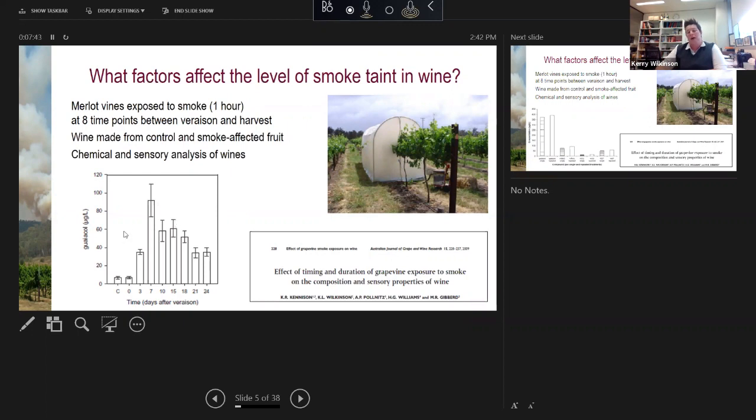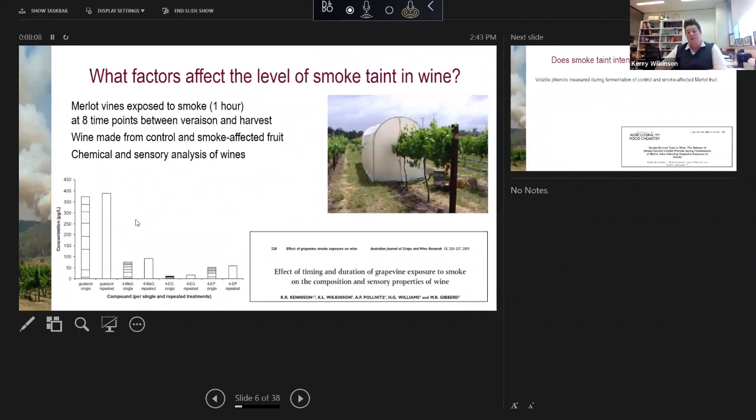But pretty well any time that we had smoke exposure, we were seeing some level of these volatile phenols in the wine. And the chemical data corresponded quite well with the sensory data as well. So the wine with repeated exposure was also the wine that exhibited the most intense perception of smoke taint.